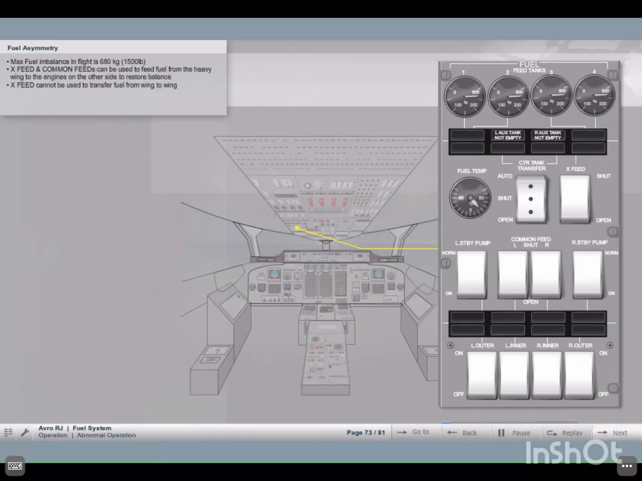Fuel asymmetry imbalance. Fuel imbalance up to 680 kilograms or 1,500 pounds is permitted in flight. However, it would be sensible to take action before this figure is reached. If it occurs, the cross-feed and common feeds can be used to feed fuel from the heavy wing to the engines on the other side to restore balance. The cross-feed cannot be used to transfer fuel from wing to wing.